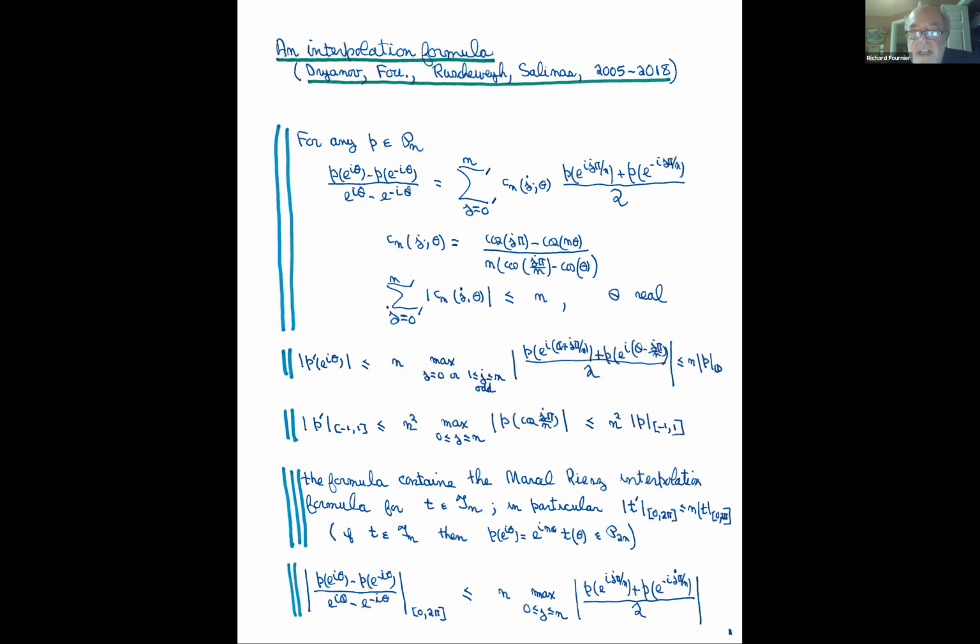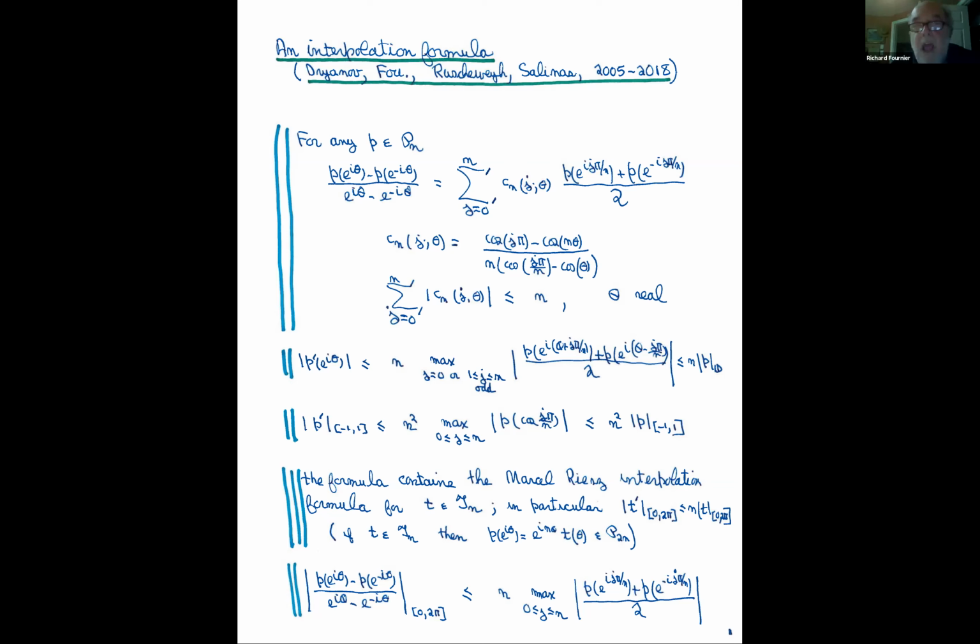Another point is that the formula contains the famous interpolation formula of Marcel Riesz through the following trick. If you take a trigonometric polynomial, Tn, with real and/or complex coefficients again, and if you consider a polynomial defined by e to the in theta times T of theta, this will be a polynomial of degree 2n.